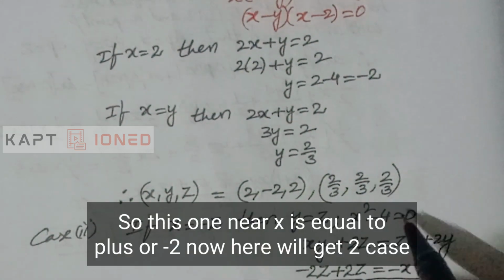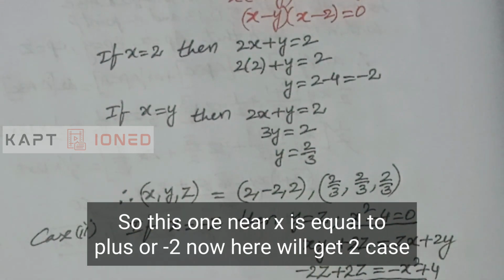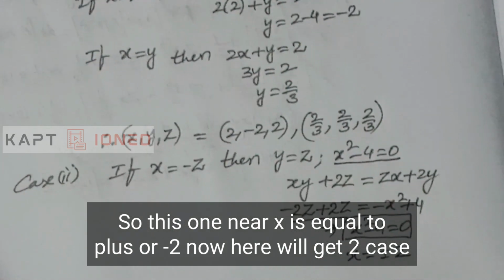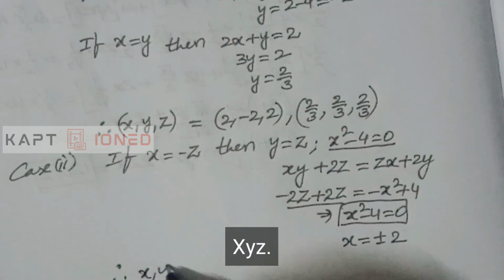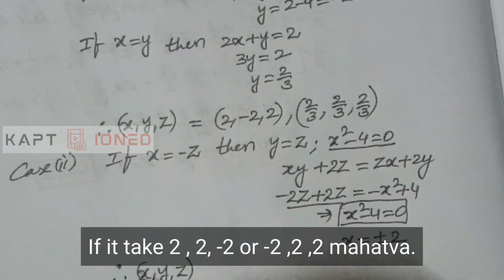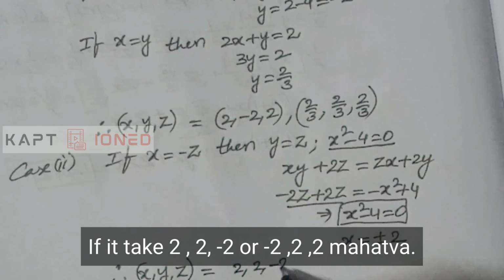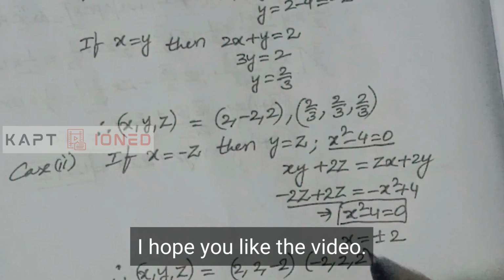So this one you have written here. So x is equal to plus or minus 2. Now here we will get two cases. Therefore x, y, z, if we take 2, 2, minus 2 or minus 2, 2, 2.